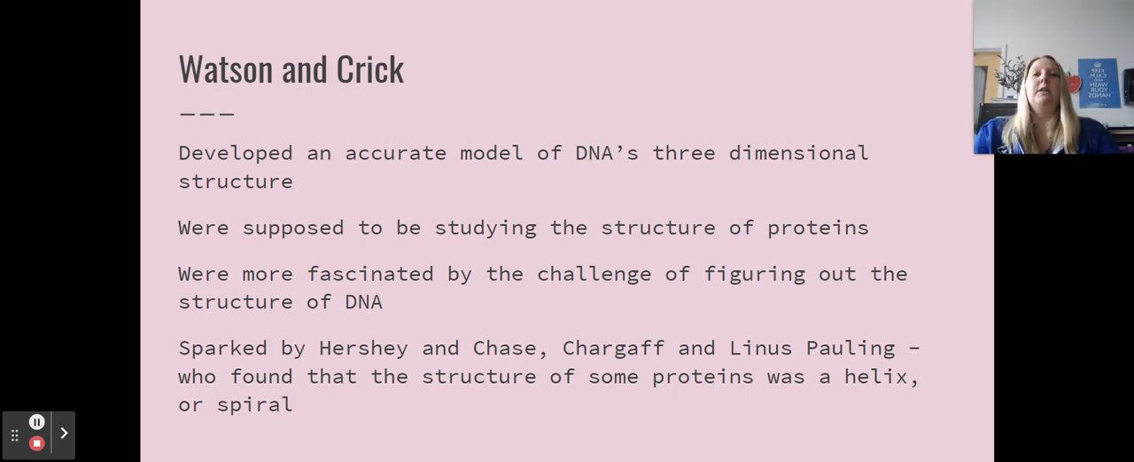Shortly after Hershey and Chase confirmed that DNA was in fact the genetic material, 2 scientists at Cambridge University in England developed an accurate model of the 3-dimensional shape of DNA. They were supposed to be studying the structure of proteins, but they were more fascinated by the challenge of figuring out the structure of DNA. They were sparked by all the scientists that came before them, specifically Hershey and Chase, Erwin Chargaff, and Linus Pauling, who found that the structure of some proteins was a helical structure, or a spiral.